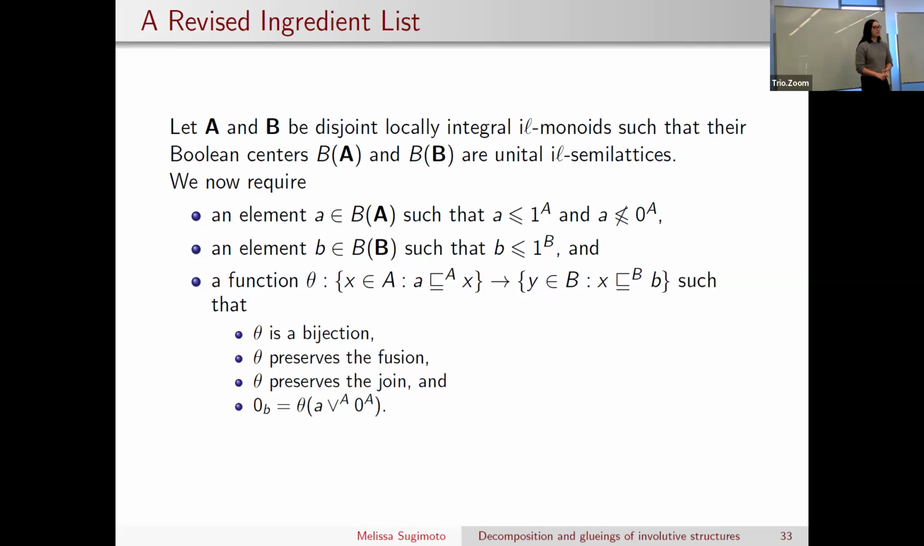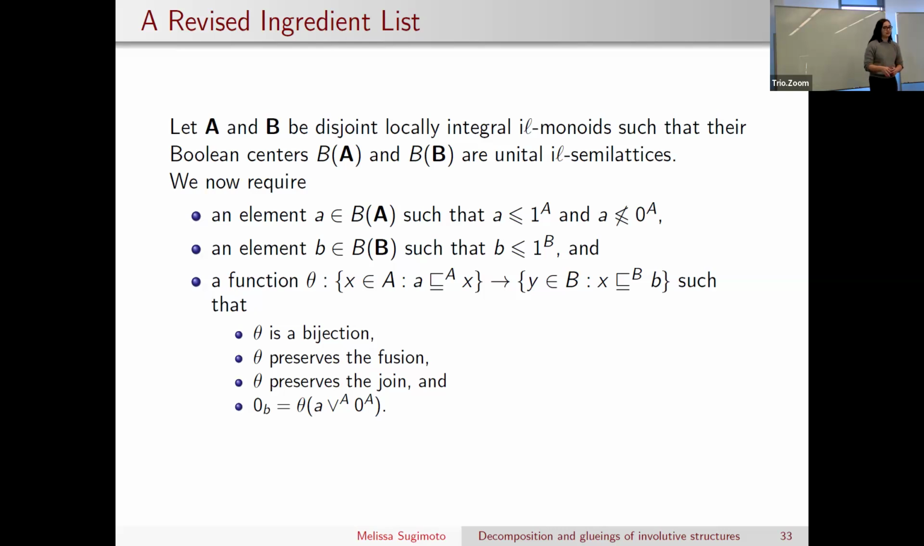And then we require an element A and an element B like we did before, but we want to make sure they're in the Boolean centers. We want them to be locally complemented. This was hidden before in the Boolean case because everything was locally complemented. But this is what we require, and we still want that the element A is less than the unit of A, but not less than the 0 of A, and we still want that the element B is less than the unit of B. Then we define a function theta again.